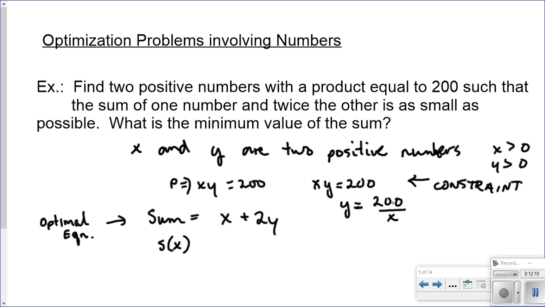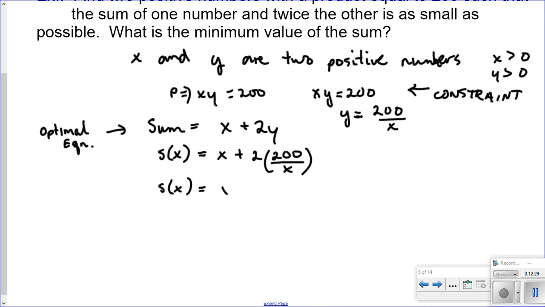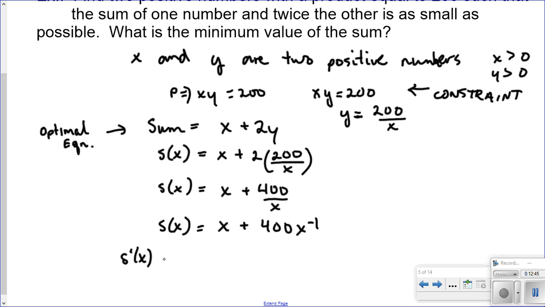And now I take my 200 over x, which is y, and write it into my optimal equation. So effectively, what I've done here is write S as a function of x. So the sum in terms of x would be x plus 400 over x. So do you know what to do next? Take the derivative. Always take the derivative. If you have a function, take the derivative.